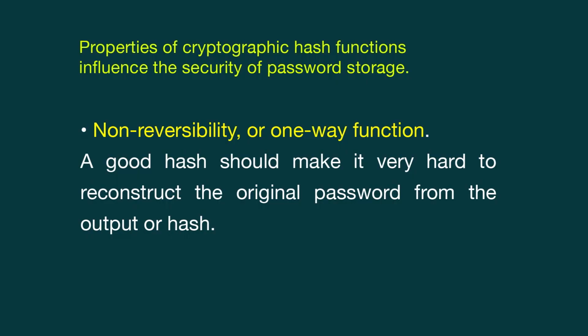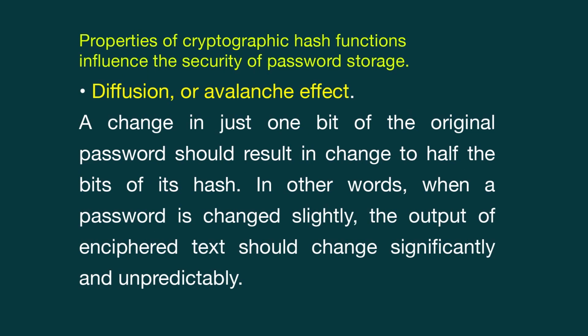Certain properties of cryptographic hash functions influence the security of password storage. They are non-reversibility, or one-way function. A good hash should make it very hard to reconstruct the original password from the output or hash. Diffusion or avalanche effect: a change in just one bit of the original password should result in change to half the bits of its hash. In other words, when a password is changed slightly, the output of enciphered text should change significantly and unpredictably.